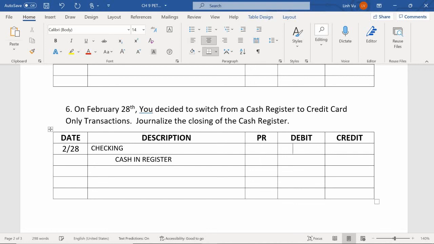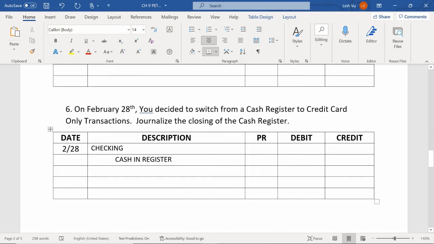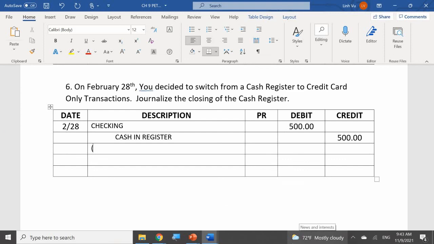Okay? So in this case, if you have a cash on hand account, use it. Go for it. But like I'm saying, as a real business tactic, you should never have cash on hand at any time unless you're using it as a form of cash in the register. So how much am I going to take away from my cash register? 500. If I established it at 500, then it's going to close out at 500. All right. To close out cash in register.